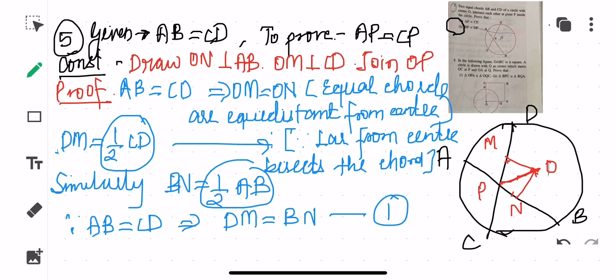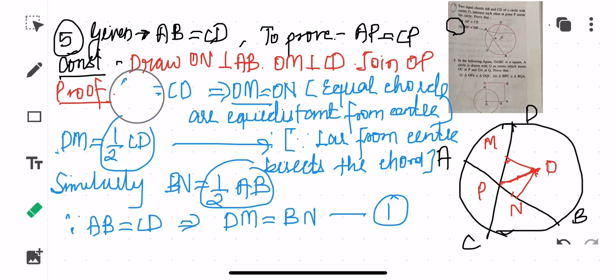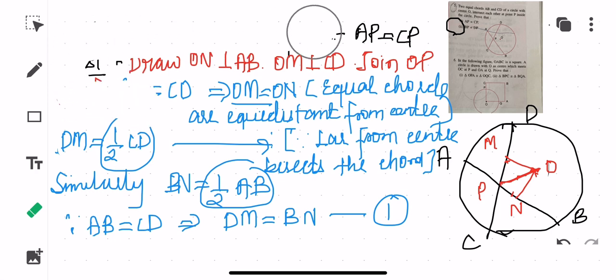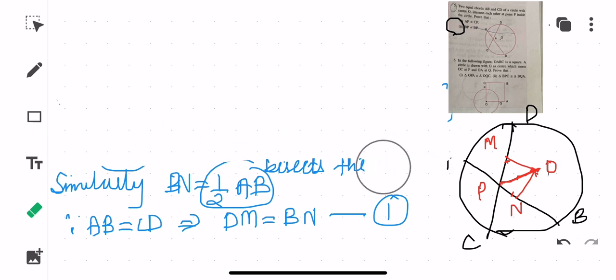Okay, now what, children, you have already proved that OM is equal to ON. So now we will be moving to what? We will be moving to the proving part. Okay, so I'll just erase this because all these things have been written already. So we'll be now moving to the triangle.